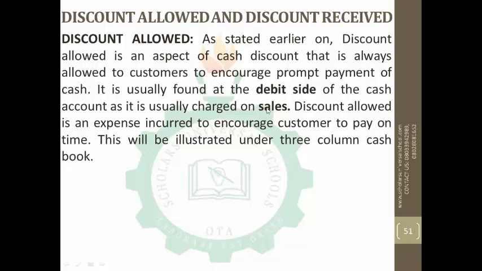So discount allowed is an expense incurred to encourage customers to pay on time. That's the part of money that you are giving out. You are the one that will have to bear it. So that is what we are saying. It is an expense, and this will be illustrated under the 3-column cash book. We'll still get there, so wait for our videos on the 3-column cash book. We'll discuss how to show discount allowed properly.